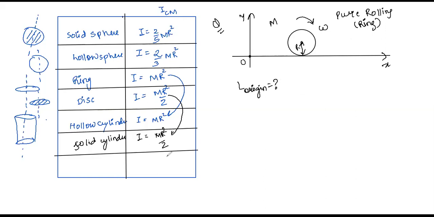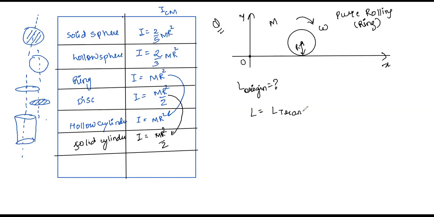Yes, Atul. The angular momentum is the translational part plus the rotational part, so we will be adding them. Very good. Tell me how much it should be. So, MVR plus I omega. I for a ring is MR square. So MVR should be MR square omega. So the final answer should be 2 MR square omega.